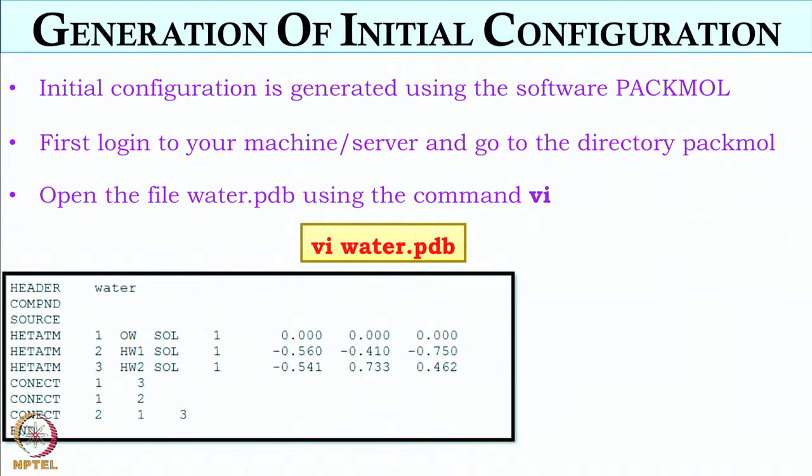Let us see this very carefully because it gives information about all the details. The last three columns represent the coordinates of the x, y and z axis of the three sites of water. Since water is a three-site molecule, one is oxygen and two are hydrogen. So OW, HW1 and HW2 are the sites of the water molecule, and the last three columns are the coordinates of the x, y and z axis.